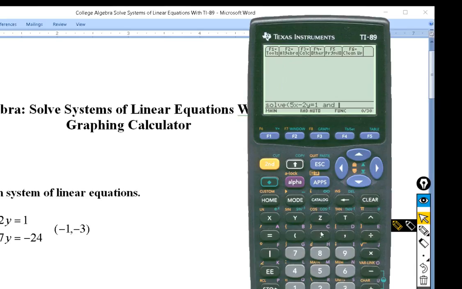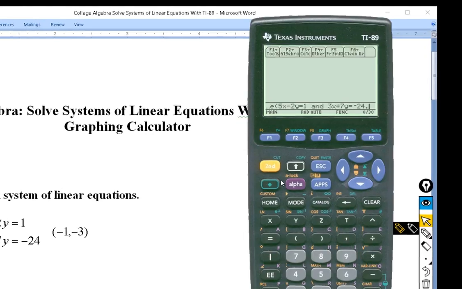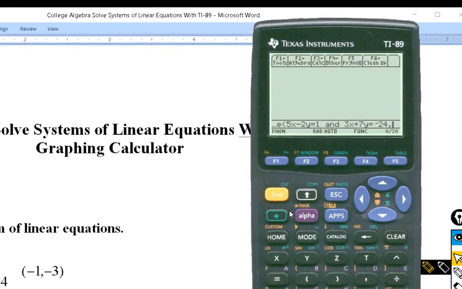And then we just enter the next equation. So this is 3x plus 7y is equal to a negative. Okay, so it's this negative right here in the parentheses, not this one over here. This one's for subtraction. So this one here, negative 24. And then we put a comma. And then you indicate the variable, just like in the other ones I did in the last video. But here you have to use the braces.